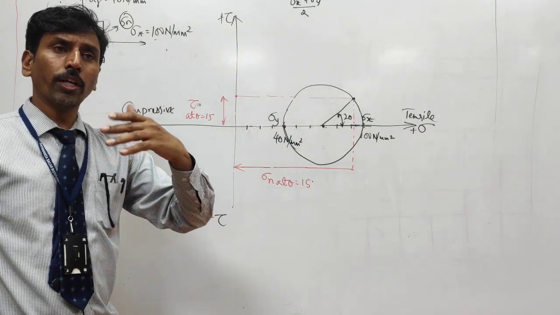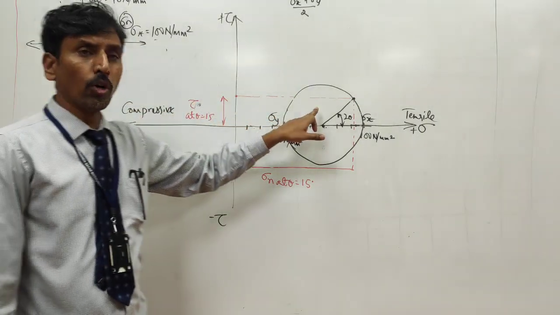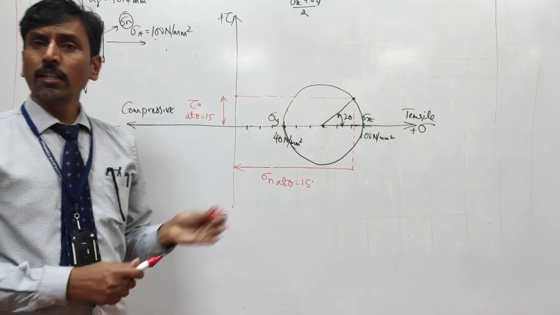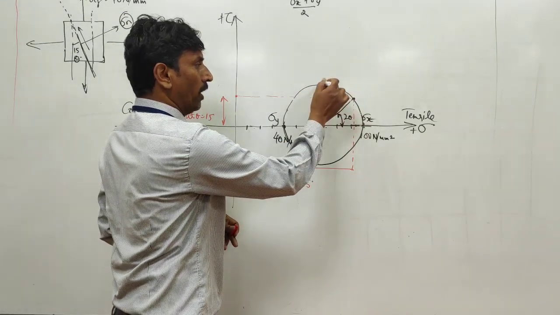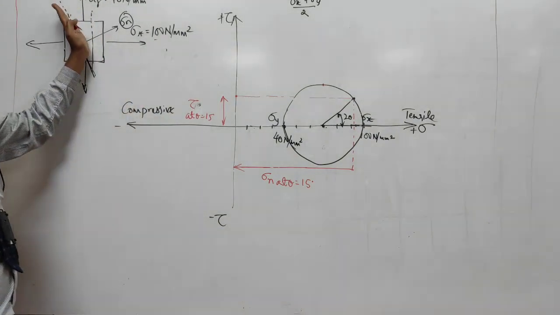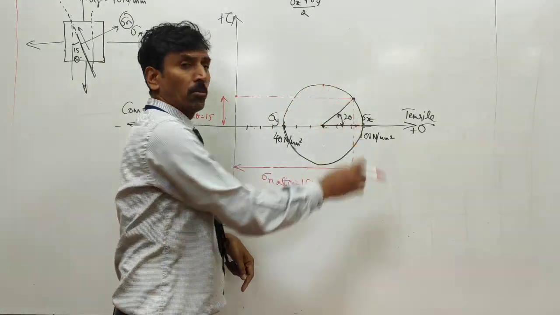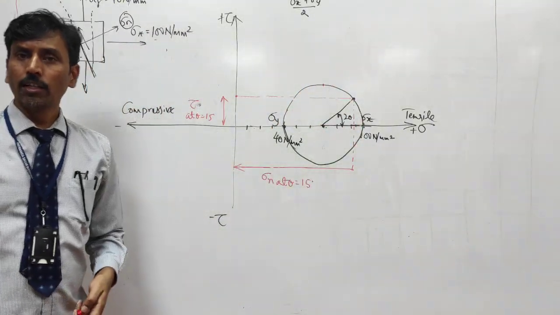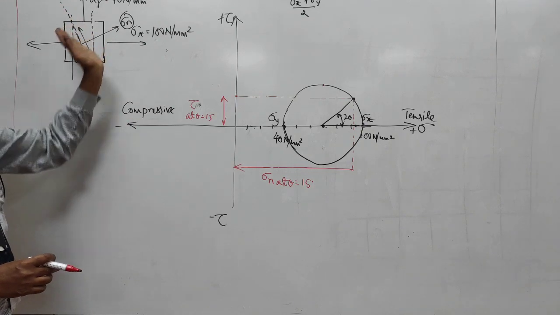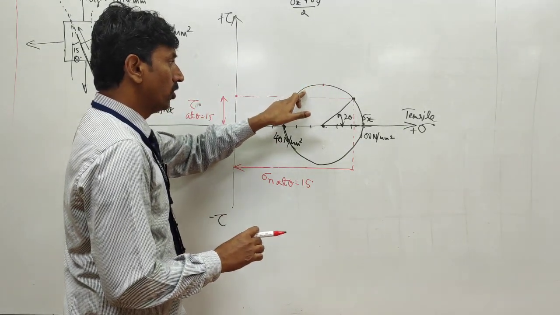What I said will match for any angle. Instead of 15 degree, if it is 30 degree, then what will be the angle here? 60. And when do you think this point will reach the maximum here? At what angle, at what inclination of theta will this reach this maximum point, maximum shear stress? 45 degree. So that means at an angle of 45 degree, you will see that the shear stress becomes maximum. Again it starts decreasing.